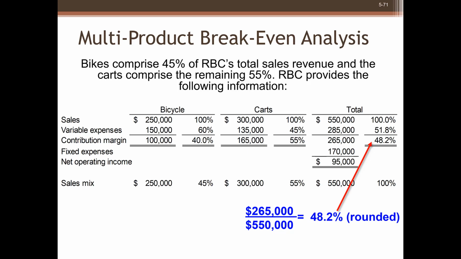Now let's take a look at the contribution margin ratio for those two products. Here, based on the total, we can use total contribution margin, $265,000, divided by total sales, and then we can calculate the contribution margin ratio, 48.2%. This is a rounded number.